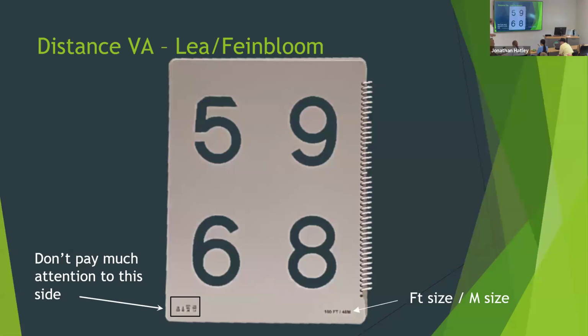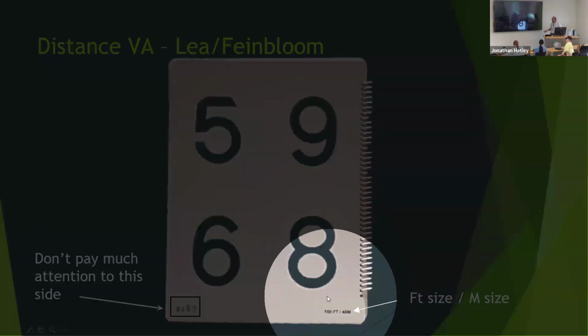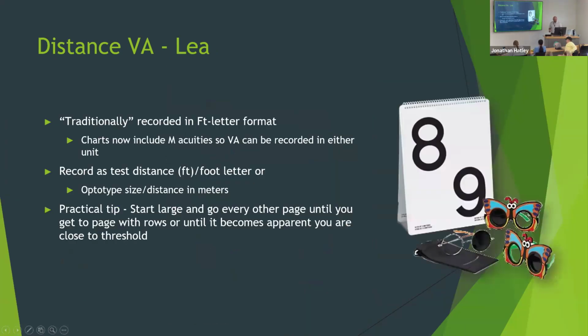So this chart, you could probably see it a little bit better on your computer. I think it's a 160 optotype size. And so I think I've got an example here, but just know that whatever distance that you use, if it was in feet, then you would use the test distance over the optotype size, which is 160 or whatever that is right there. So know that with Leia numbers and with Feinbloom, it was traditionally measured in foot letter size. But now, since the charts include M acuities, you can do whatever you want. As long as you don't mix the units, whatever units you want to use is fine with me.